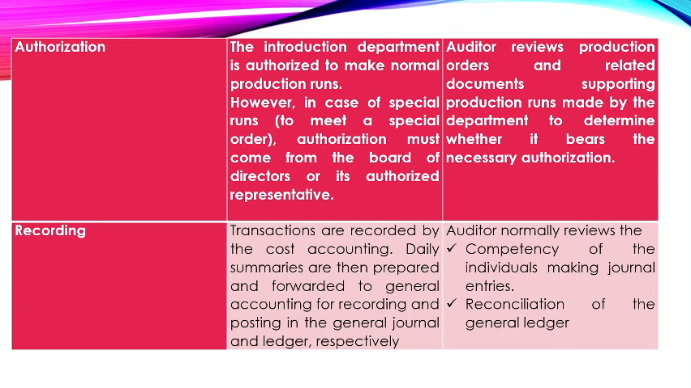Then recording: transactions are recorded by cost accounting. Daily summaries are then prepared and forwarded to general accounting for recording and posting in the general journal and ledger, respectively. The auditor normally reviews the competency of the individuals making journal entries and reconciliations of the general ledger.